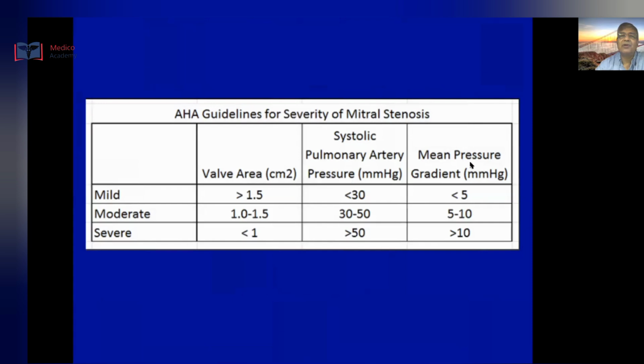How do we define the severity of mitral stenosis? As per the AHA guidelines, American Heart Association guidelines, mitral stenosis is considered mild when the valve area is greater than 1.5, the systolic pulmonary artery pressure is less than 30, and the diastolic gradient is less than 5. It is considered moderate when the valve area is 1 to 1.5, the systolic pulmonary pressures are 30 to 50, and the gradient is 5 to 10. And it's considered severe when the valve area is less than 1, the pulmonary pressures are greater than 50 systolic, and the mean pressure gradient is greater than 10.